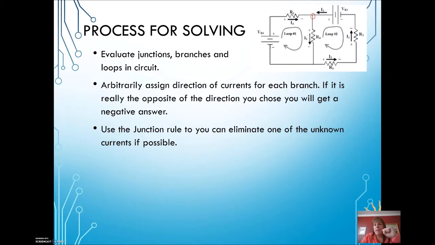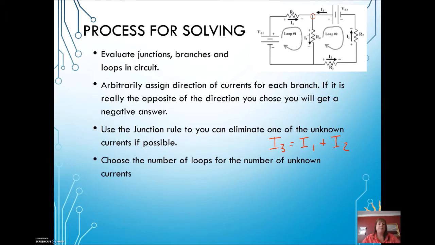Now, what we have to do, so we have 3 unknown currents here, but we only have 2 loops. And so if we have 3 unknowns, you'd need 3 loops, or we could use our junction rule to eliminate one of the currents, right? We could say that I3 in this case is equal to I1 plus I2. And that way I could eliminate I3 in my loop equation. So we choose the number of loops for the unknown currents. And yeah, you could choose 3, but that would make it even more complicated. So that's when we use the junction rule to eliminate.